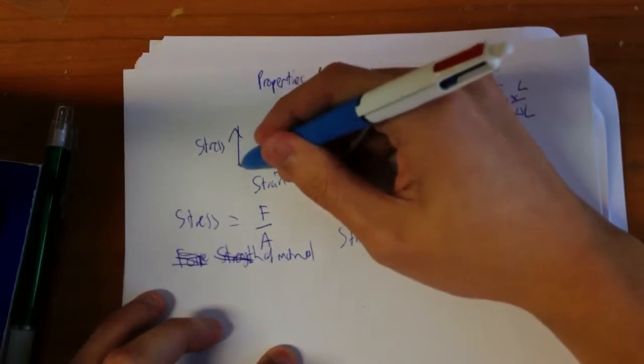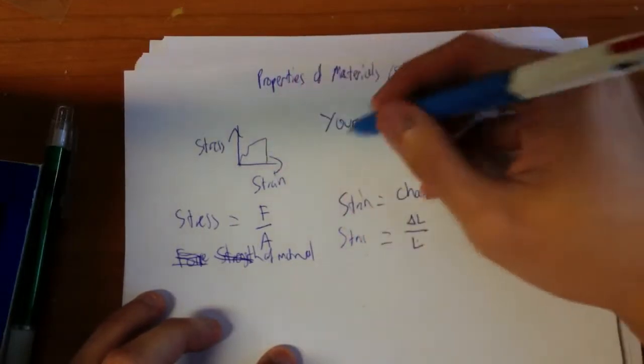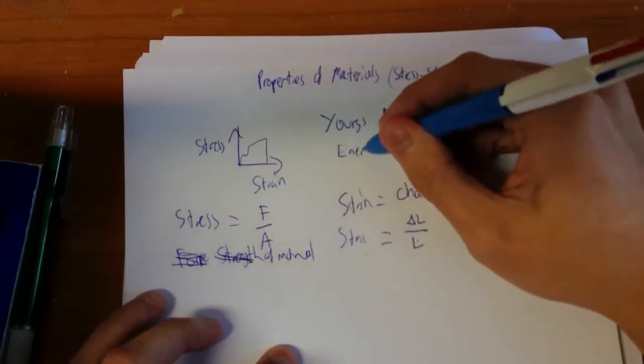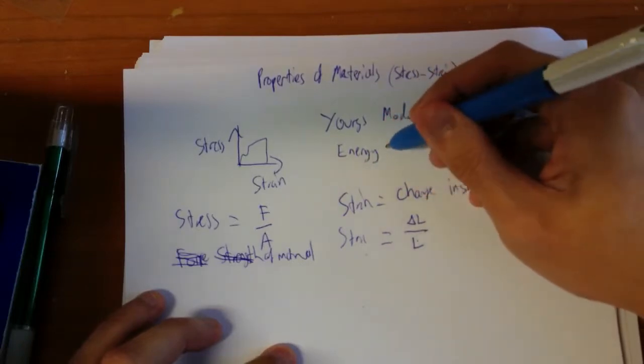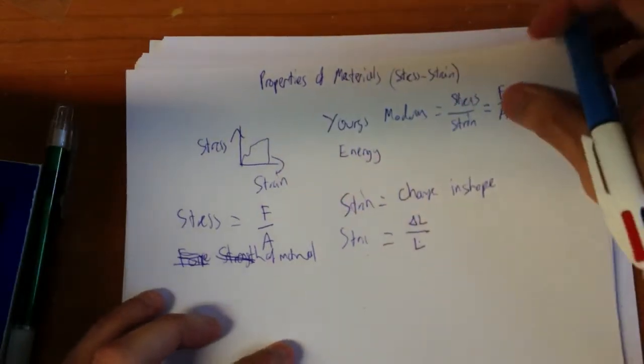And the final concept is energy. That's a lot of concepts now. But energy is the area on the graph, so we'll get onto that later.